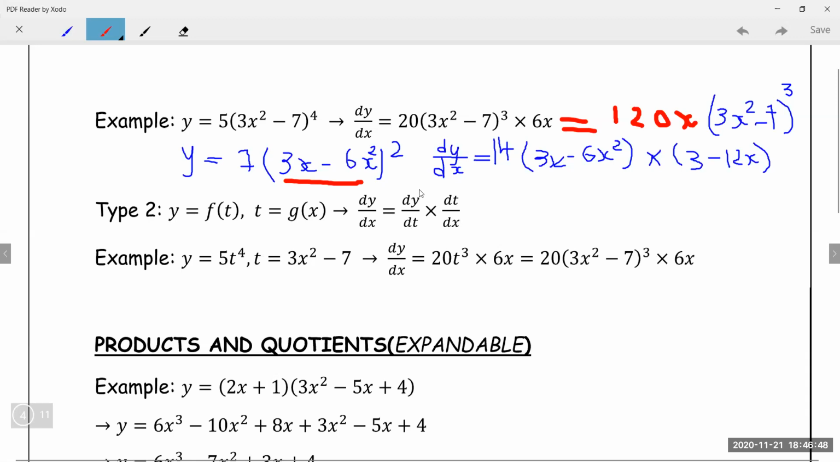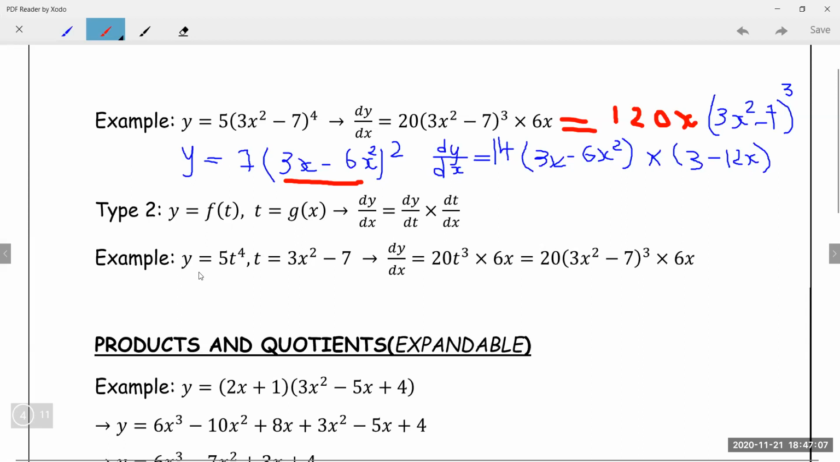So you just have dy by dx. This makes sense, doesn't it? Yes, sir. Is this a proof? No, this is just a formula. So dy by dx is dy by dt times dt by dx.